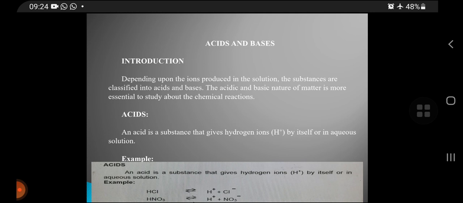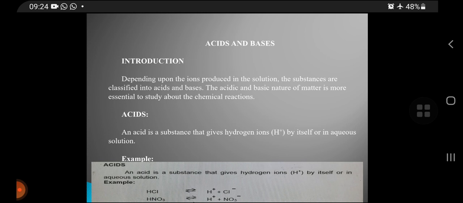What kind of ion will be produced in the solution? Positive ion or negative ion? This is the general concept of acids and bases, and it is very important for chemical reactions. First, we are going to explain the definition of acids.